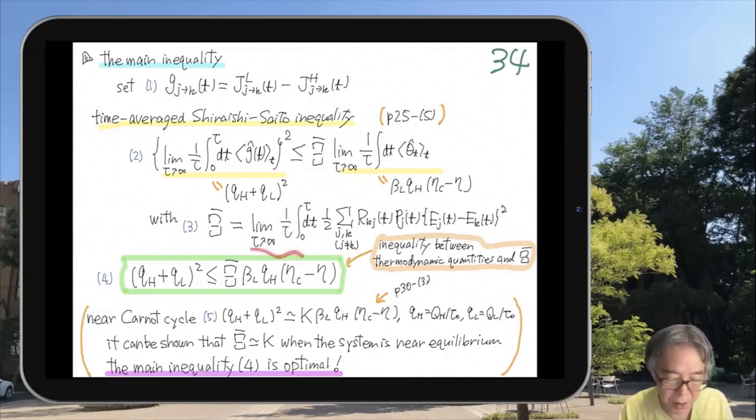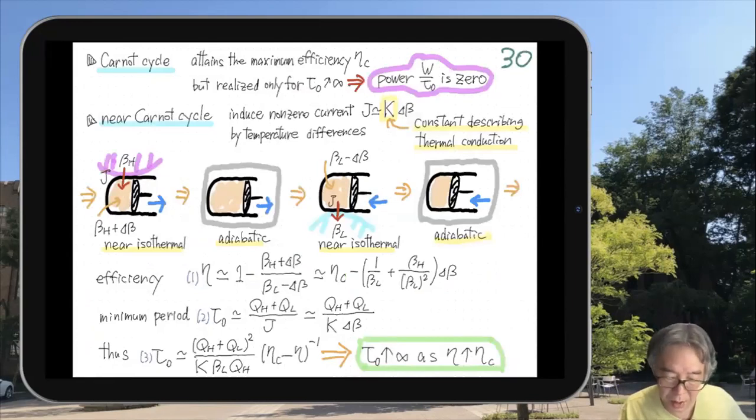But look, our inequality only has thermodynamic quantities. That's one very nice thing about this. And here is another nice thing about our inequality. Recall that we analyzed something that I call the near Carnot cycle on page 30. And this is page 30, and we derived this relation. Now, think about dividing everything by tau naught and rewriting this in terms of the time averaged quantities. So that's what we did here.